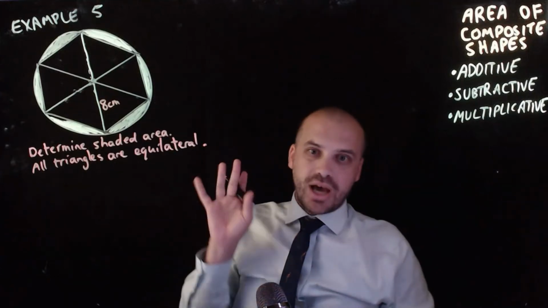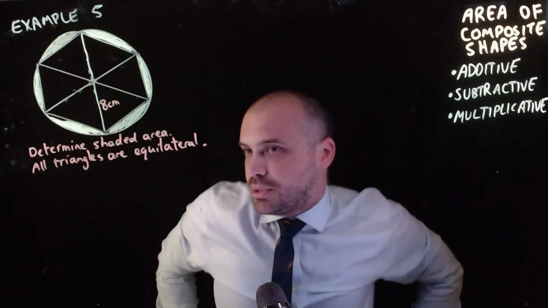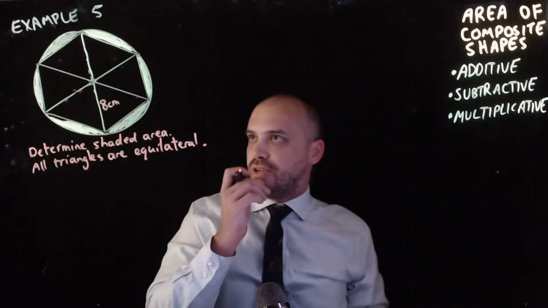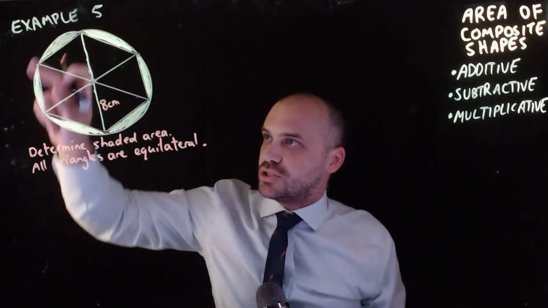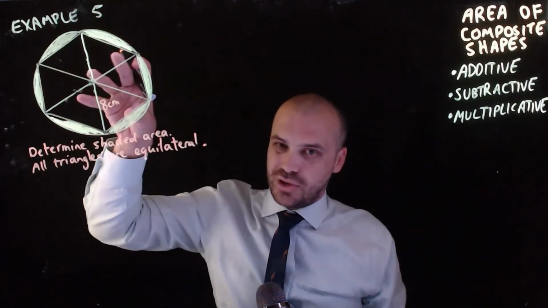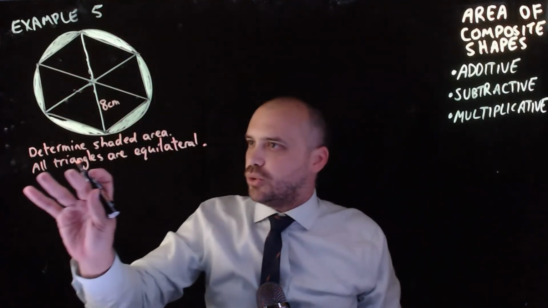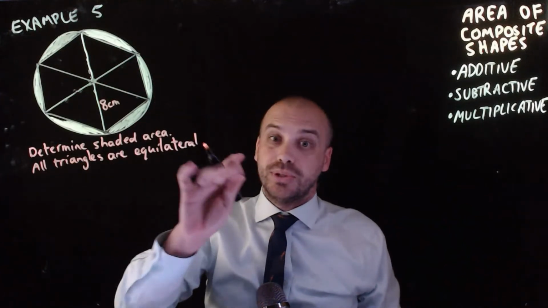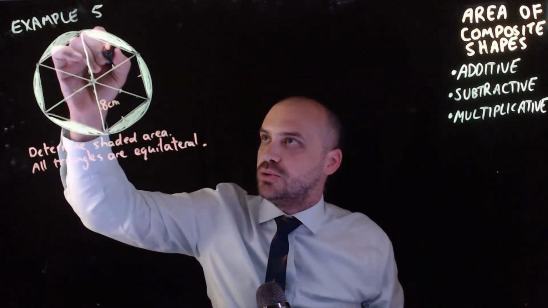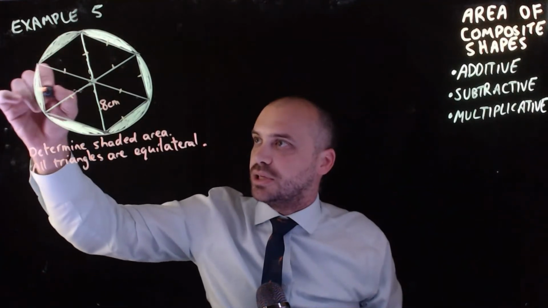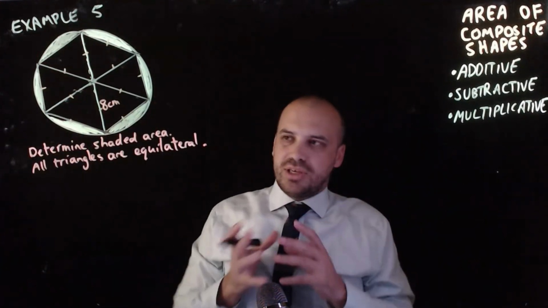Now, of course, once you have all of these skills, you can mix them up a little bit. Here's our last question for this video. We're going to determine the shaded area. We've got a circle with a hexagon inside it. Now, we're told that all of the triangles are equilateral. That means that this side equals this side equals this side, which means that all of these sides are the same. Okay, so what am I thinking here?